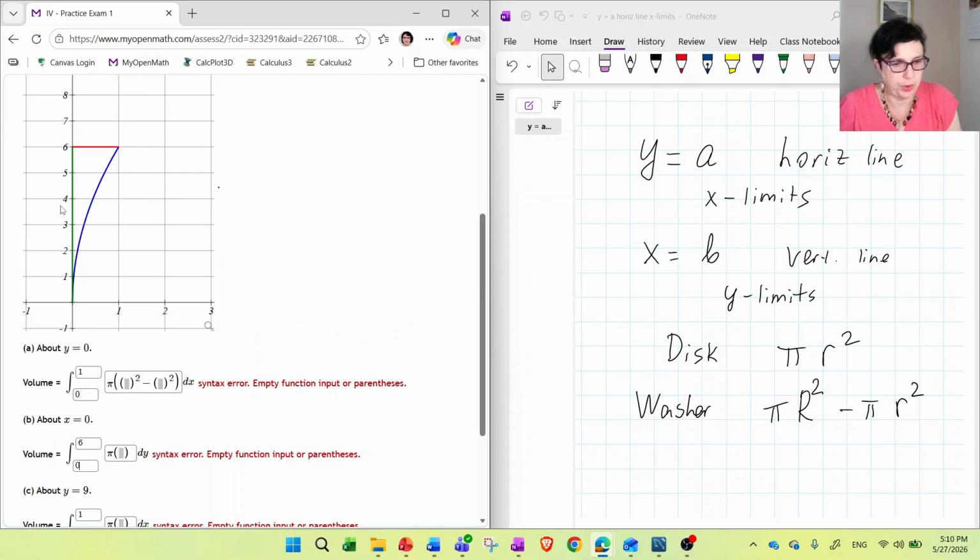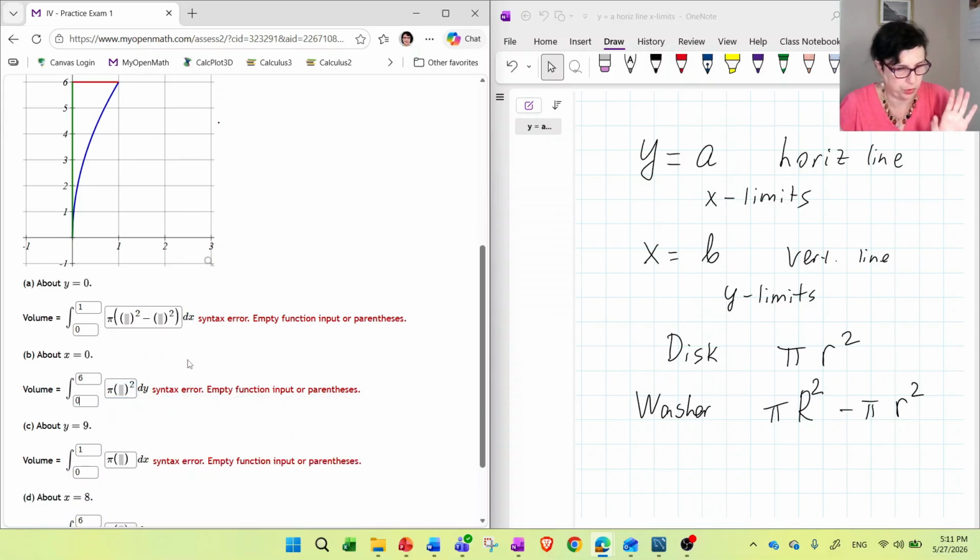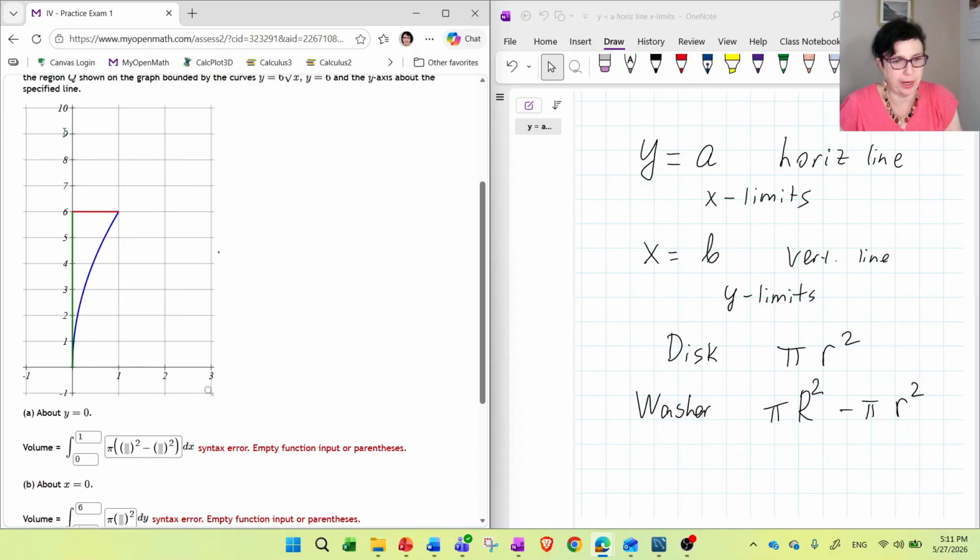What about x equals 0? Well, if you are on the vertical y-axis, there is no distance between you and the region. You are already in the region. So this is just going to be a disk, just one radius squared, and that's it. What happens for y equals 9? Well, y equals 9 is a horizontal line above the region. There is definitely a gap here.